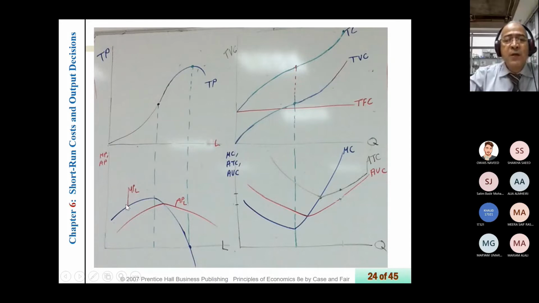So when marginal product and average product increase, the average total cost, average variable cost, and marginal cost decrease. Marginal product and average product take the shape of the letter N, while per unit cost curves, marginal cost, average total cost, and average variable cost, take the shape of the letter U.